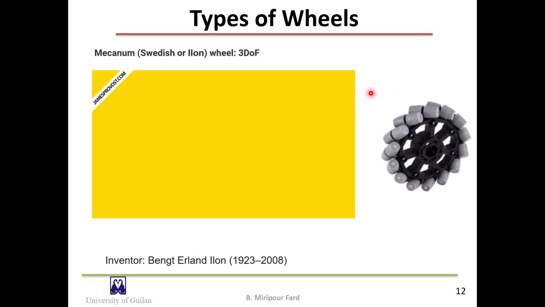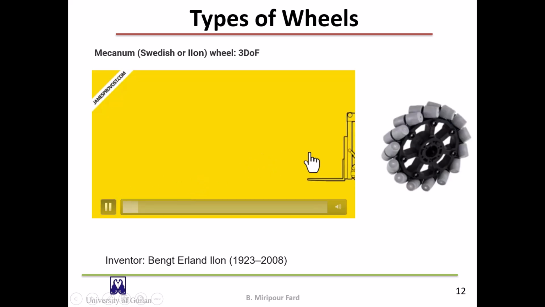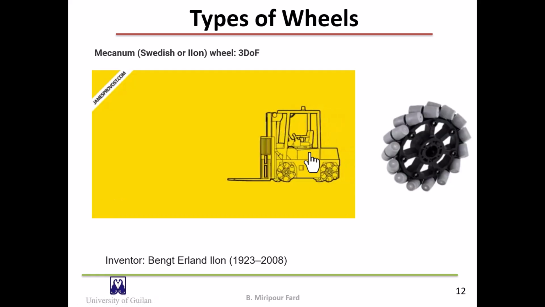One drawback of a mecanum wheel is that there is a vertical vibration because of discontinuous contact during motion. In order to solve this problem, a variety of mechanical designs have been proposed. Examples can be found in the literature. Another drawback is its relatively low durability when compared to the conventional wheels. Mecanum wheels have 3 degrees of freedom, and here you can see a movie that shows the performance of mecanum wheels.